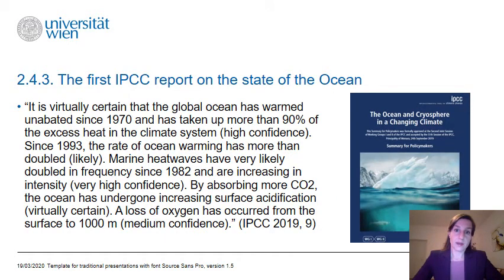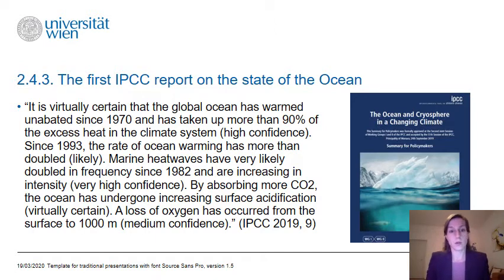A very similar picture is drawn by the IPCC report on the state of the ocean. The IPCC, the Intergovernmental Panel on Climate Change, which produces regular reports on the state of the global climate, and which was established in 1988 and has produced many reports on climate, has recently, in 2019, published its first report on the state of the ocean. So it was specifically related to the Arctic and the Antarctic and the effects of melting ice.